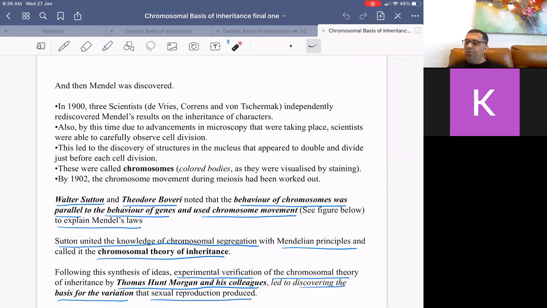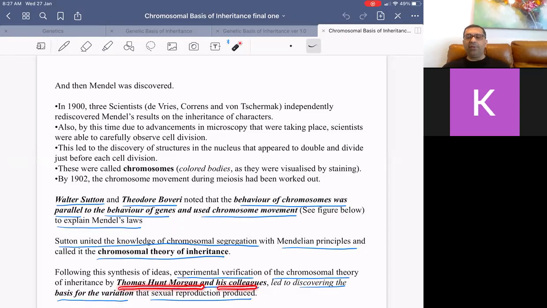So it was Sutton and Boveri who gave the chromosomal theory of inheritance. Walter Sutton and Theodor Boveri gave the chromosomal theory, and then experimental verifications of the chromosomal theory were done by Thomas Hunt Morgan and his colleagues, which led to the discovery of the basis for variation.